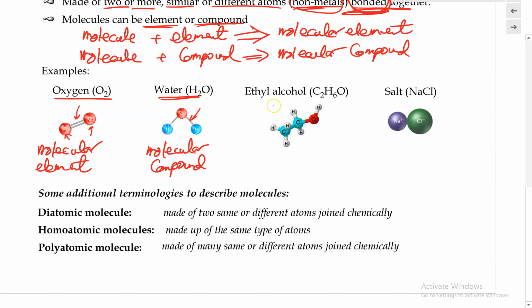And another example, ethyl alcohol. In this case right here, it can also be described by the word molecule, because again, the atoms are bonded together. And it is a compound. So combining together, we can also call this a molecular compound.